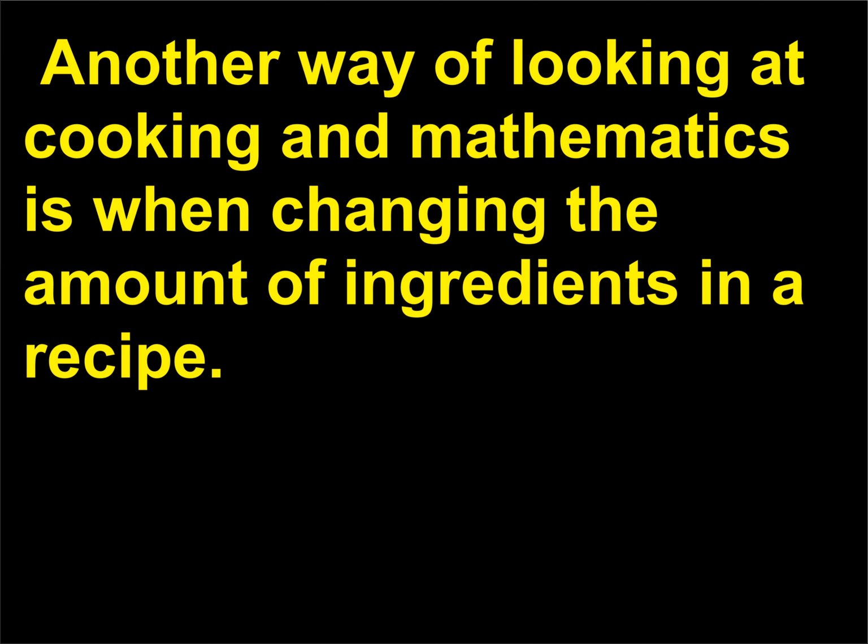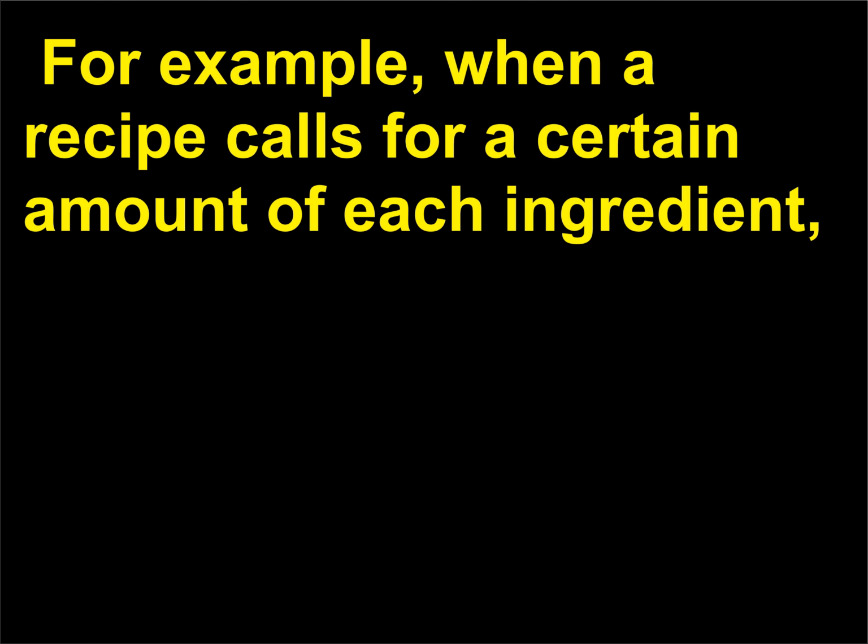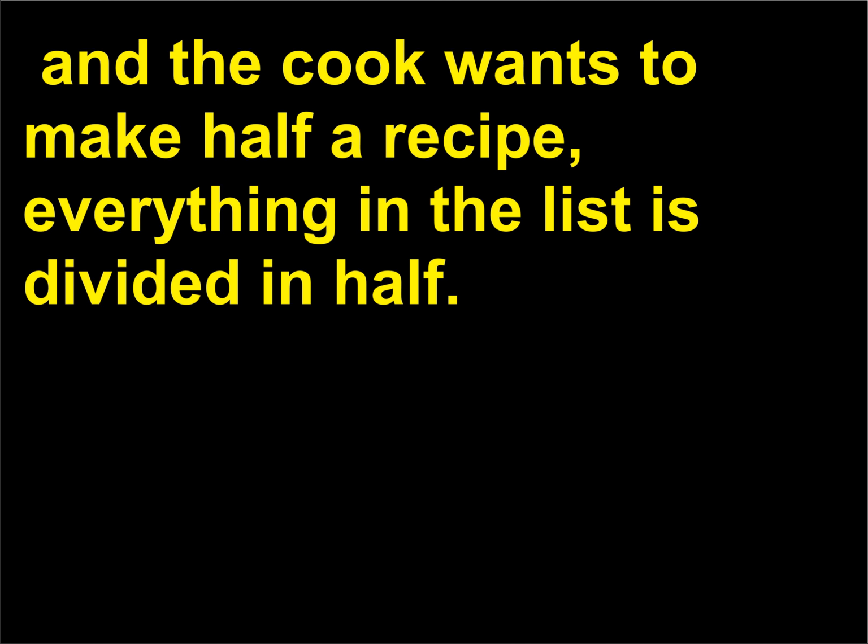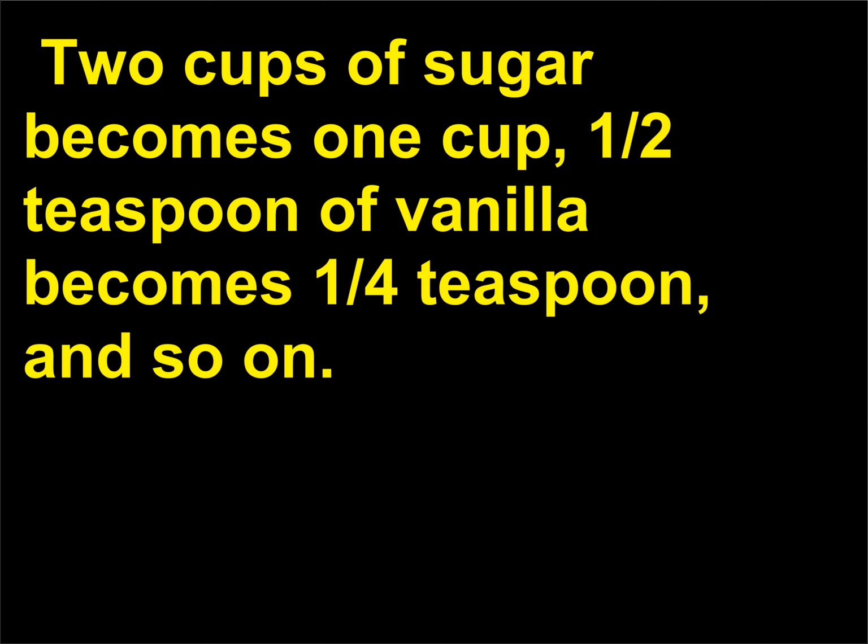Another way of looking at cooking and mathematics is when changing the amount of ingredients in a recipe. For example, when a recipe calls for a certain amount of each ingredient, and the cook wants to make half a recipe, everything in the list is divided in half. 2 cups of sugar becomes 1 cup, 1/2 teaspoon of vanilla becomes 1/4 teaspoon, and so on.